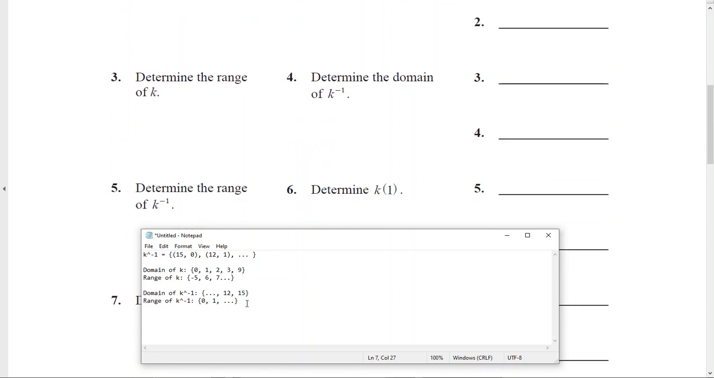Now, you should notice when you complete the range of k inverse that it is the exact same thing as the domain of k because the functions are inverses. Their input and output swap. We changed the order of the coordinates. The x's became the y's, vice versa. So the domain values, which are the input or x values of the original function, must now be the y values of the inverse function. X values became y values and vice versa. So you'll notice some overlap here with the domain of k inverse and the range of k.